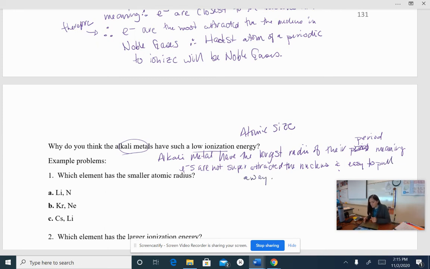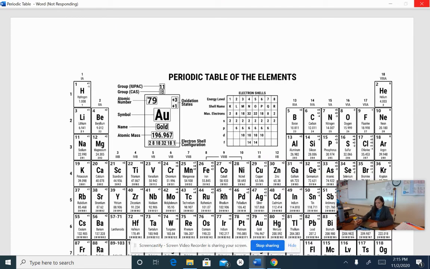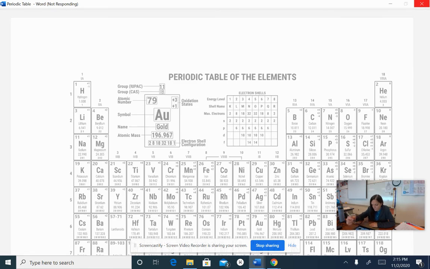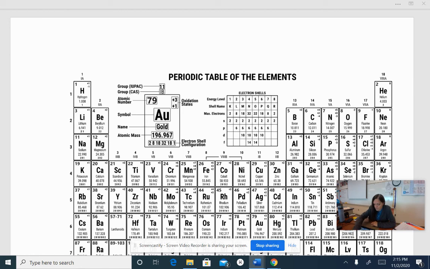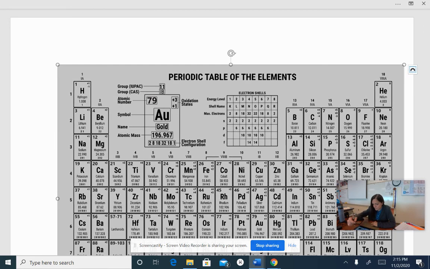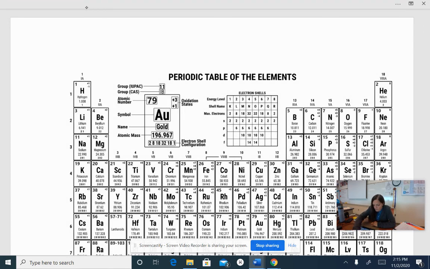Okay, so those electrons are not super attracted to the nucleus because they're pretty far out there in terms of radius, which means that they're easier to pull away and make an ion. So let's look at which element has the smaller radius. So we're going to look at lithium and nitrogen. So I'm going to grab a periodic table and we're going to look at lithium and nitrogen. Okay, so I want to highlight lithium and I want to highlight nitrogen.